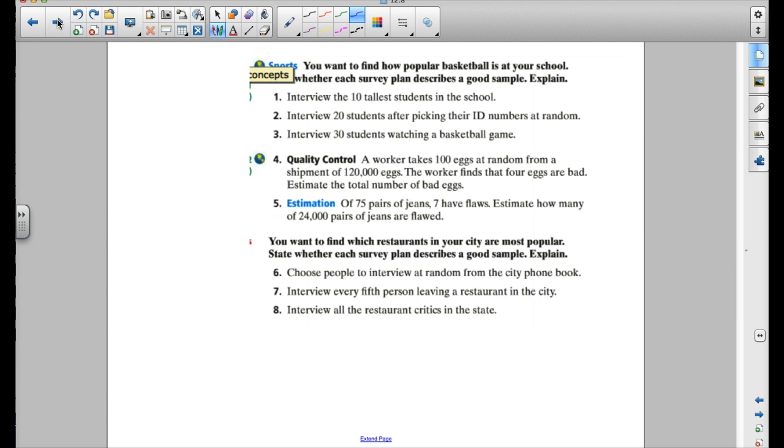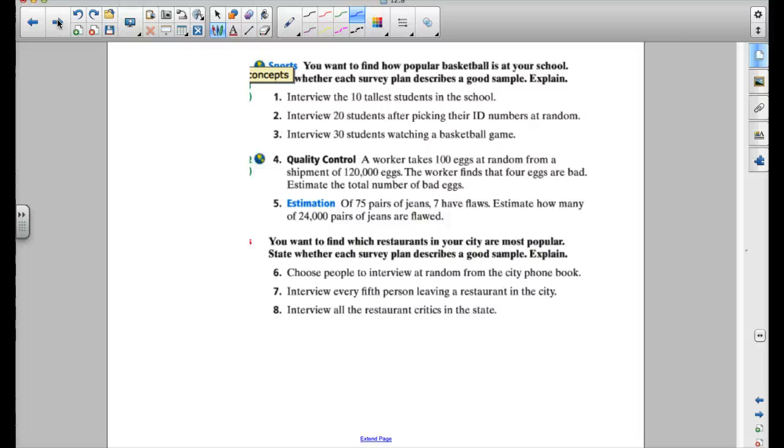Okay, you want to find how popular basketball is at your school. Tell whether each survey plan describes a good sample. Explain. You interview the 10 tallest students in your school. Not a good sample because they're most likely in basketball.